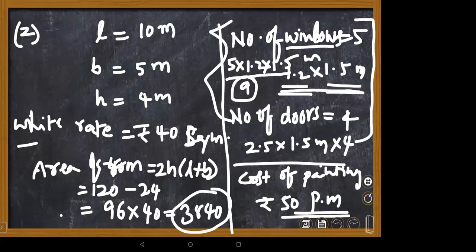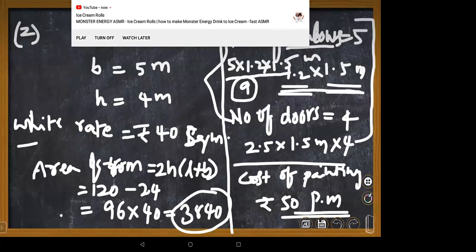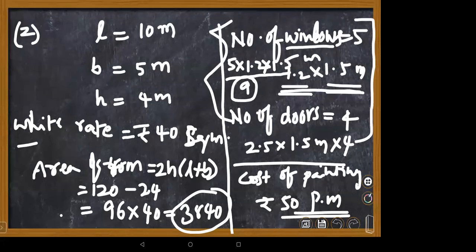Same way you need to find out. Any doubt here, children? If you have any doubt, I'll help you. No doubt, ma'am. Then 24 into 50, it is 1200, added to 3840, because this is the area of the windows as well as the doors. 24 into 50 is 1200. 3840 plus 1200 is 5040, correct answer?